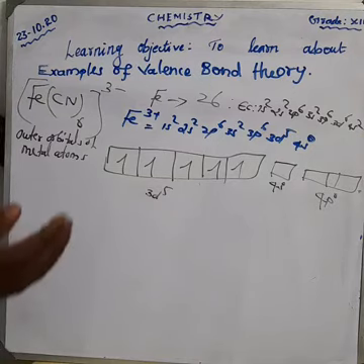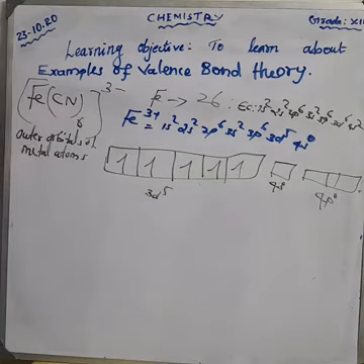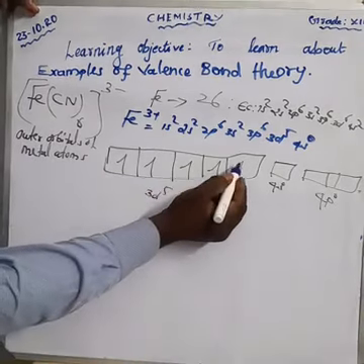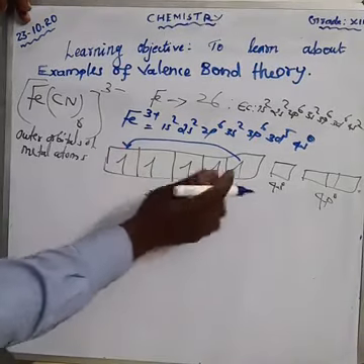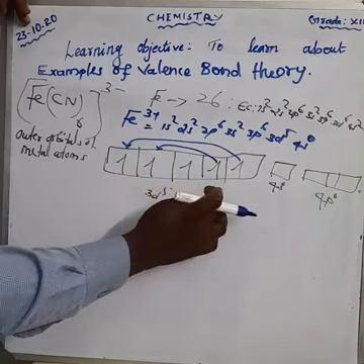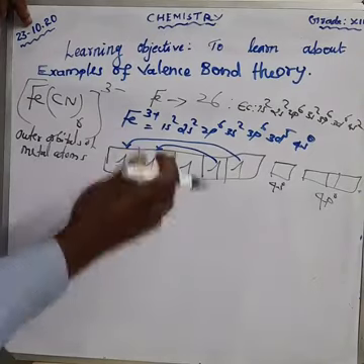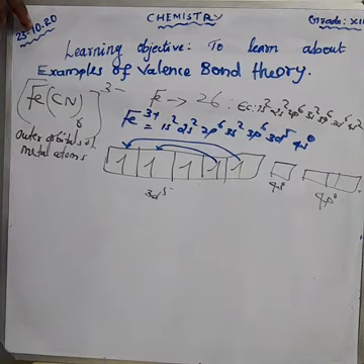A strong field ligand causes the pairing. Here, CN is the strong field ligand. Don't forget. So what happened here? This electron is joined to here, so here we have vacancies. This also joined to here, so here also we have vacancies. So can you say what the outer configuration is?